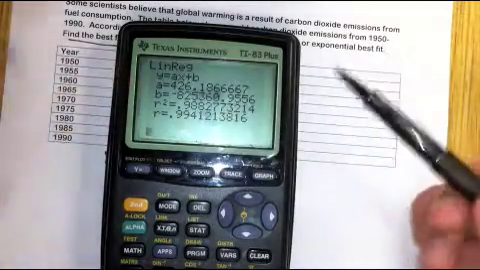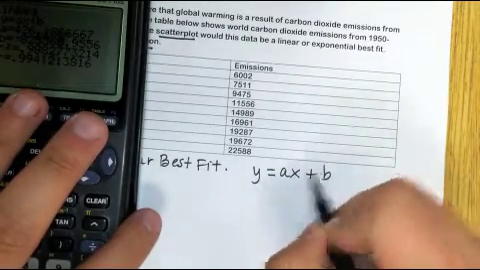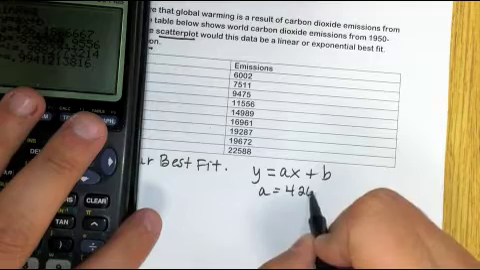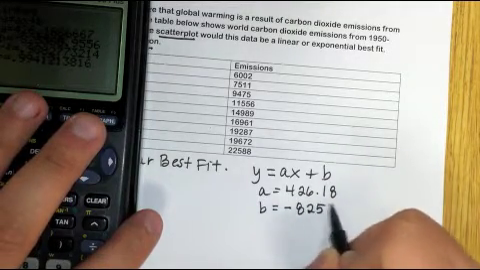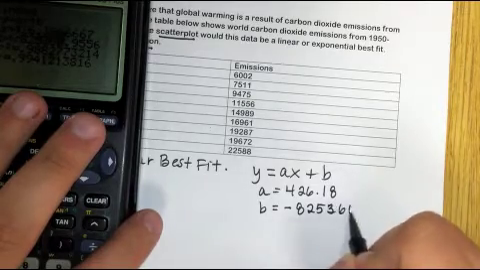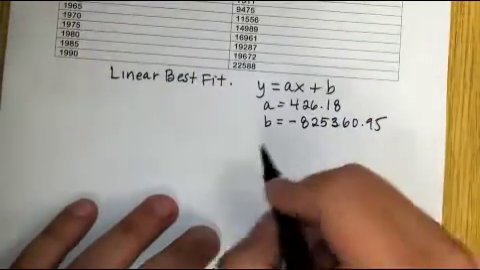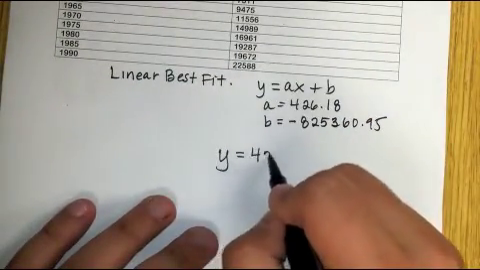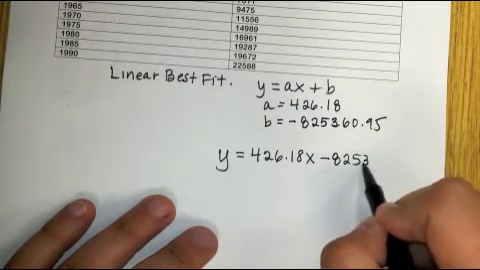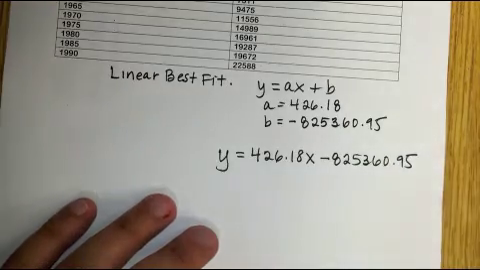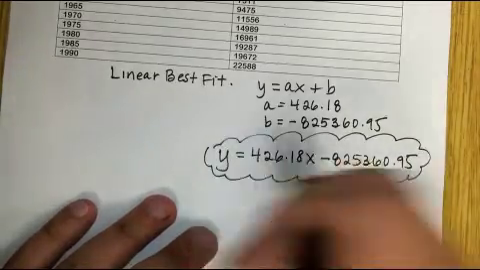So all you do now is build your equation. We've got y equals ax plus b, where a equals 426.18, and b equals, okay, this is a large number, and yes, you have to write it, 825,360.95. If this isn't clear to you, just plug them in. So the answer would be y equals 426.18x minus 825,360.95. And yes, you have to write it out. Okay, and that is the equation that best models this data.